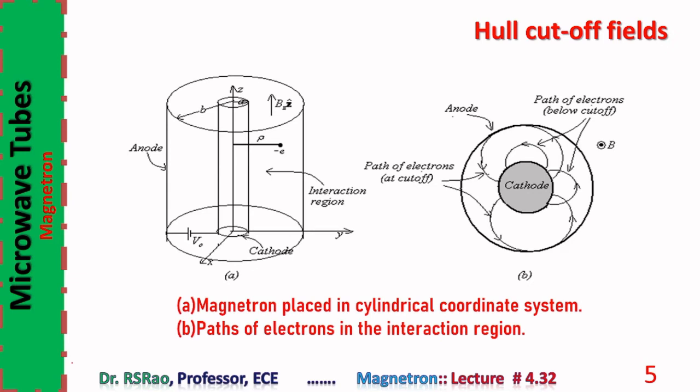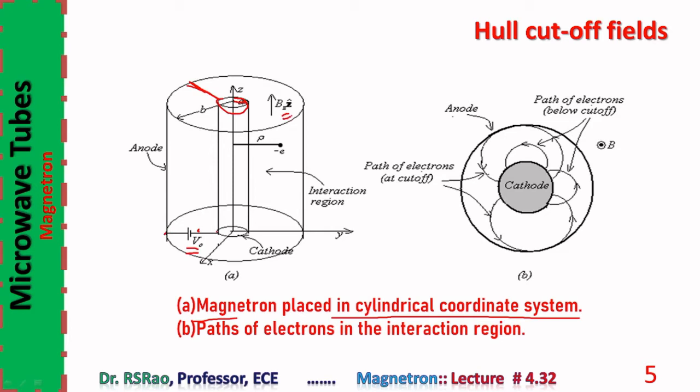Now here is shown the magnetron placed in a cylindrical coordinate system. This is all the interaction region. This is the cathode. A is the radius of the cathode rod. B is the radius of the anode, or the inner radius of the anode. The voltage V0 is connected across the cathode and anode. Notice the negative terminal of the battery is connected to the cathode, positive to the anode.